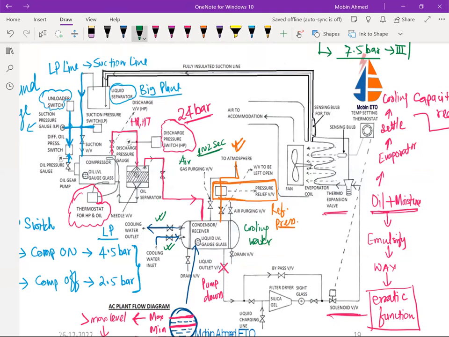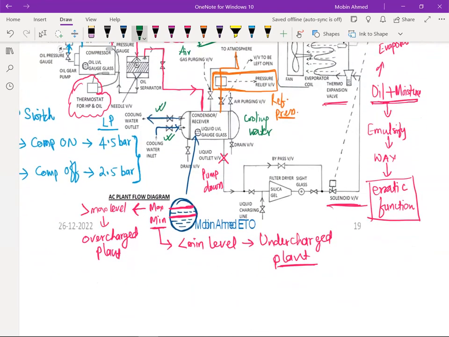Now, next from here, the liquid. Again the liquid is going to be the same. This liquid is high pressure, high temperature, and it is going to come to the filter dryer and side glass, and then to the solenoid valve.